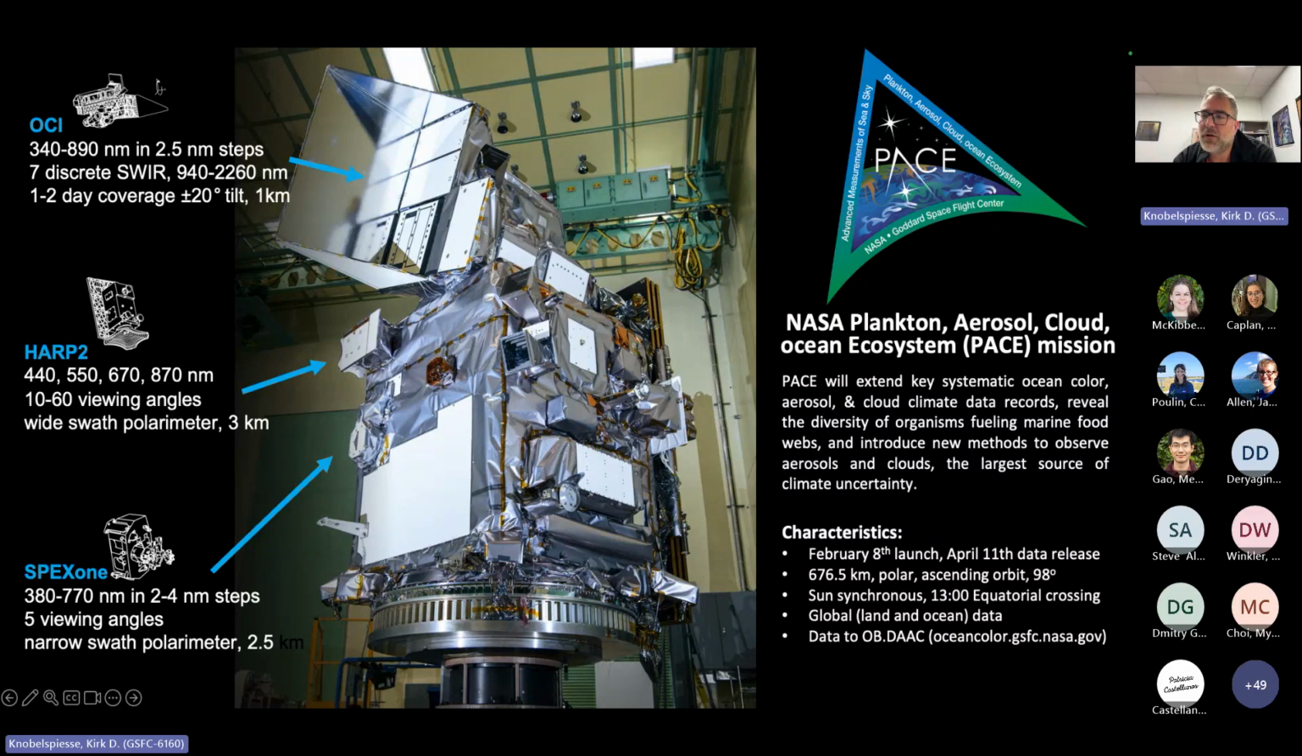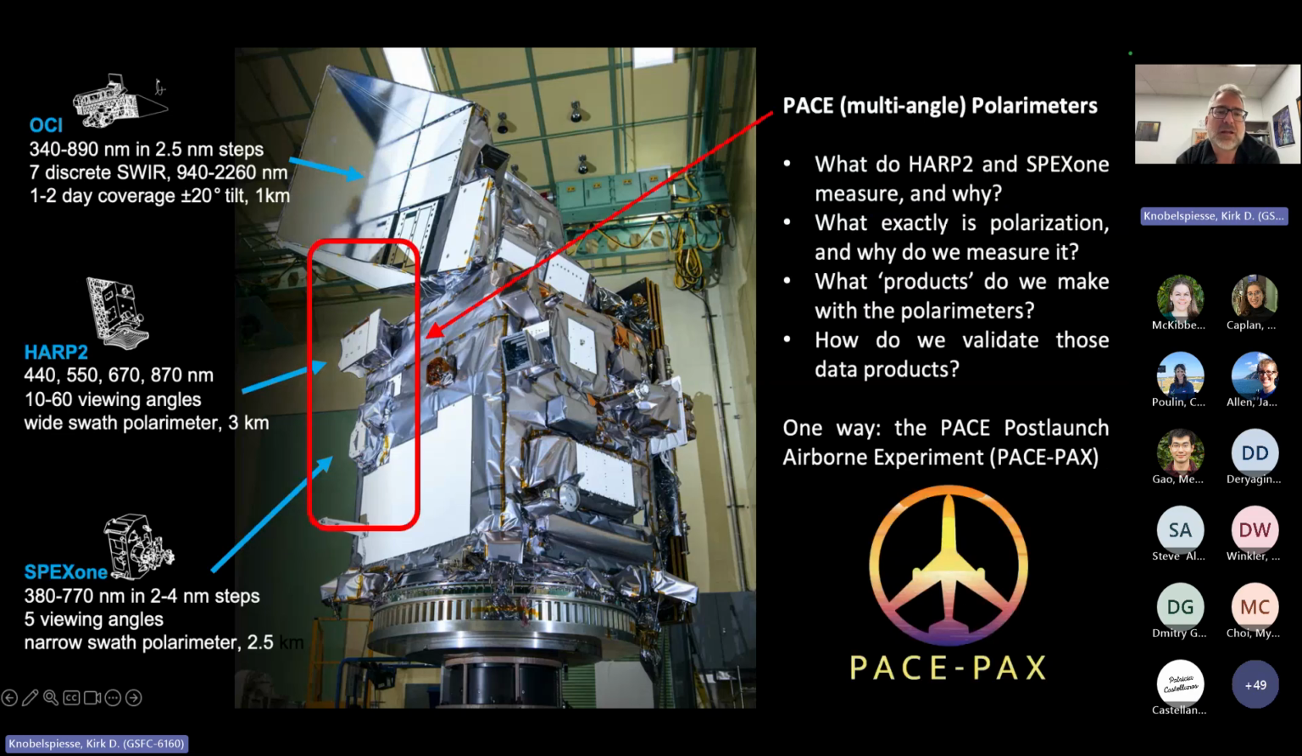I'm sure you've seen this slide before. If you've gone to any PACE presentation, this almost seems like a requirement that we show this. What we're going to focus on today is measurements from these two small instruments that were attached to the side of the PACE spacecraft, HARP2 and SPEXone. HARP2 is a contribution from the University of Maryland, Baltimore County, and SPEXone is from a consortium in the Netherlands, SRON and Airbus. Both of those instruments are what we call multi-angle polarimeters, and they're very different kinds of multi-angle polarimeters. I'll talk a little bit about that in a moment.